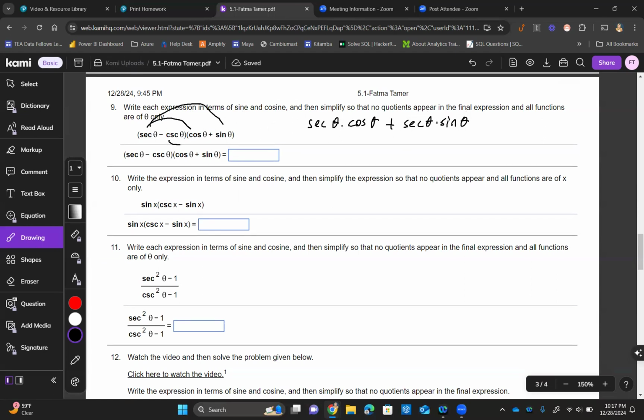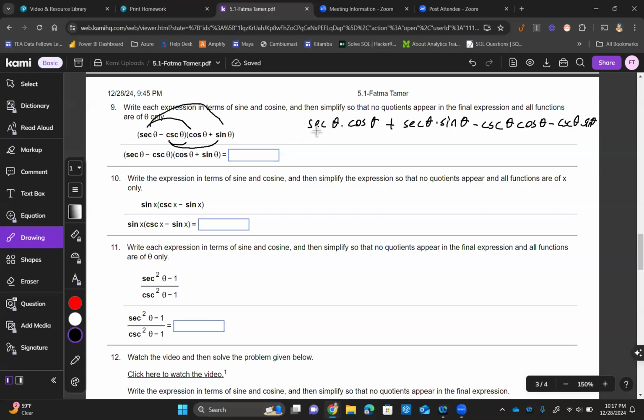Now here I'm going to get negative cosecant theta times cosine theta. And finally, negative times positive is negative, and I'm going to get negative cosecant theta times sine of theta.